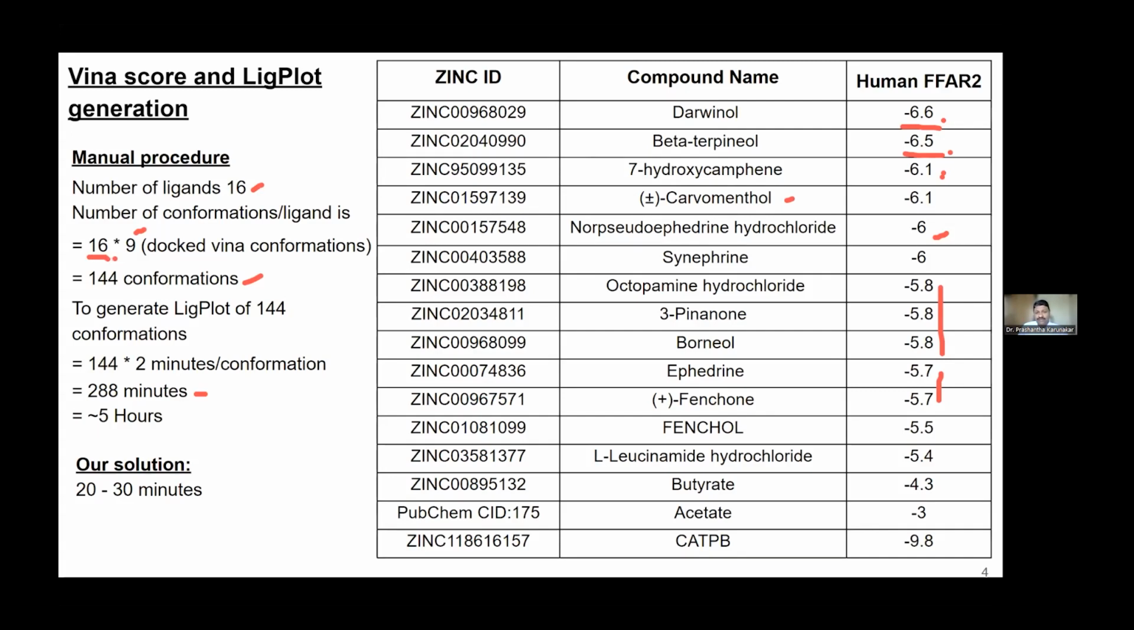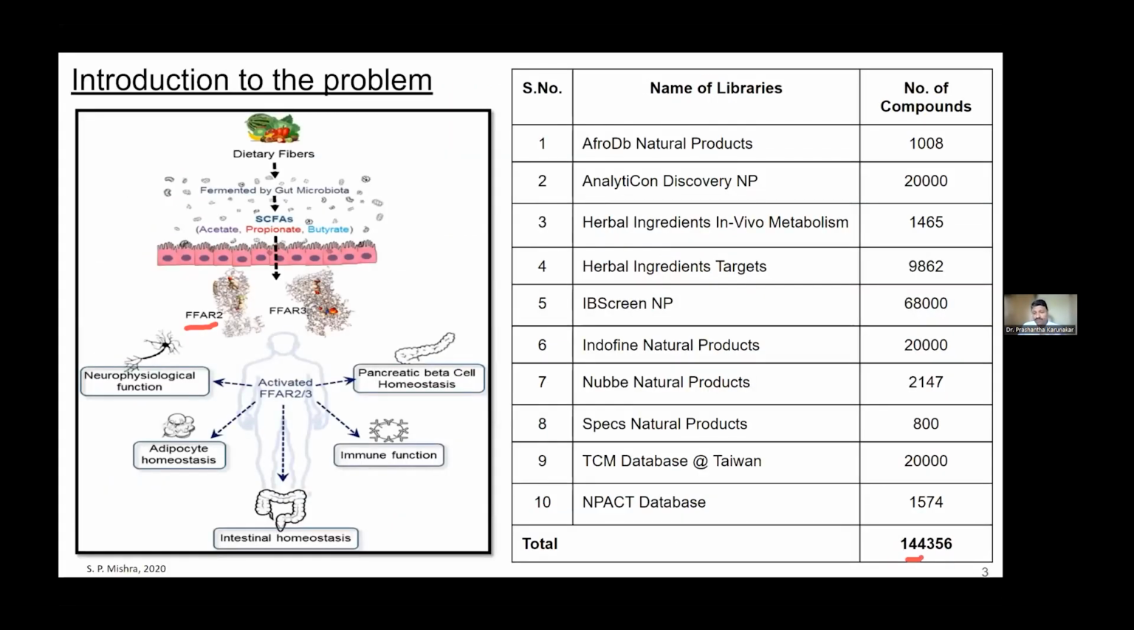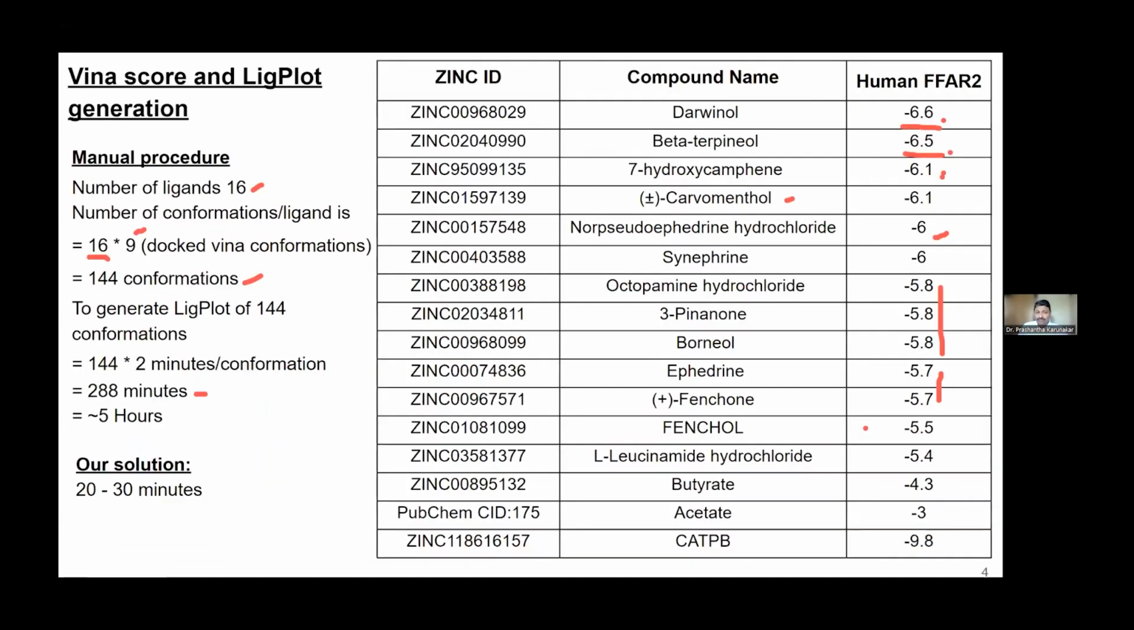This is only 16 ligands, but usually we have cases like 14,400 ligands, so the time taken will be more, and the chances of getting a similar Vina score are also high. If we do it manually, it takes around 5 hours to generate the Ligplots. What we have developed is a method by which we can get the Ligplots, and also the hydrogen bond and hydrophobic interactions, within 20 to 30 minutes at most for these 16 ligands.